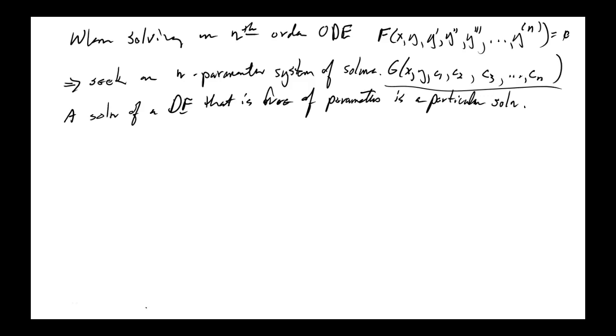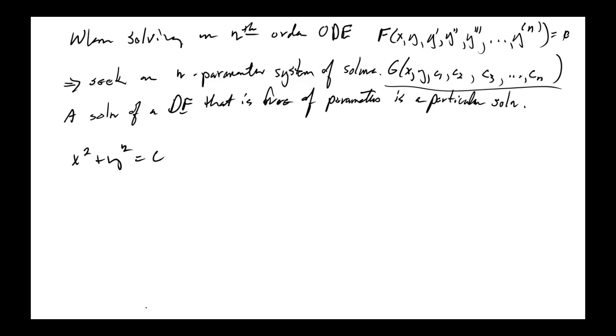Here is a relation similar to one we had before. X squared plus y squared is equal to c. Now that is a parameter, c, and it satisfies the same equation we had before, dy dx is equal to minus x over y. Okay, because this is an equation of a circle of, yes ma'am?